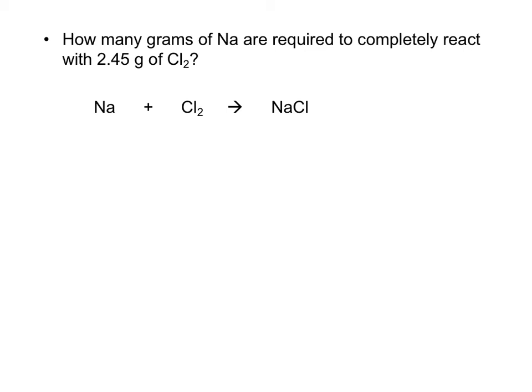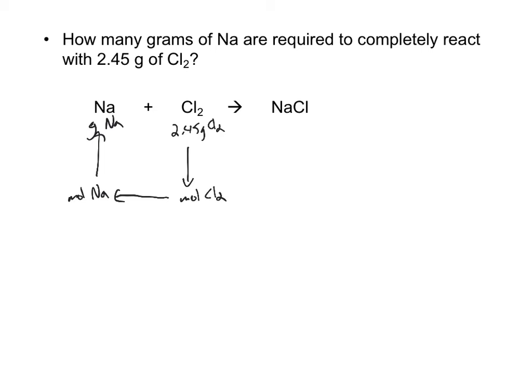In this case, we're given the mass of chlorine, and we want to know how many grams of sodium are required to completely react with that. So here I'm going from one reactant to another reactant, and that's perfectly fine. It's going to work exactly the same way, and I need to go through moles. They gave me 2.45 grams of Cl2, so I've got to get to moles of Cl2, then I can get to moles of sodium, and then I can finally find the grams of sodium.